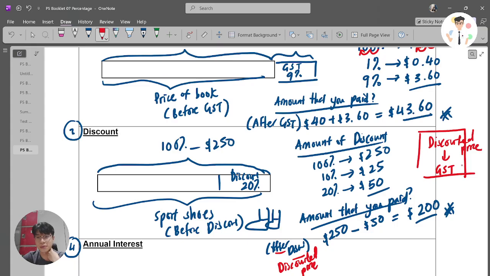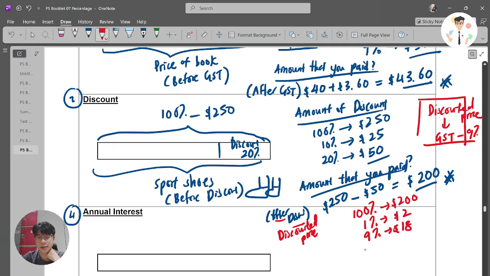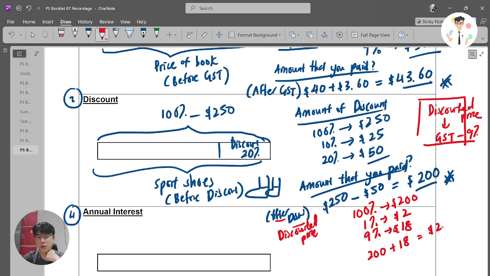This is what we also call the discounted price, and it's 9% of the discounted price. So I'm taking 200 now as my 100%. Then I find out 1% is $2, 9% is $18. That's why the amount that I really pay is 200 plus 18, which is 218.